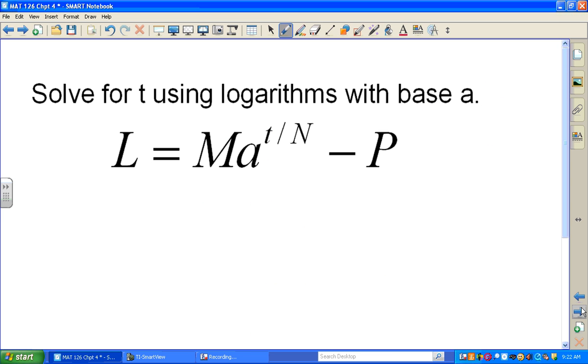Yep, what is it? Well, we aren't using the calculators yet.